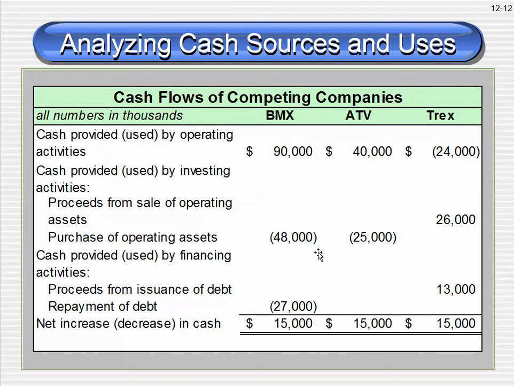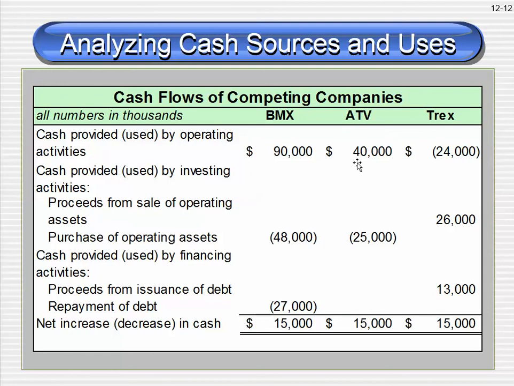Let's contrast that with BMX here. Well, they made $90,000 from their operating activities. They bought some new assets, so they're investing in the long-term potential of their business, and they repaid some debt, $27,000. So BMX, even though they only had a net increase in cash of $15,000, they're doing a really good job of using the monies that they earned in their everyday business activities to generate hopefully more sales going forward.